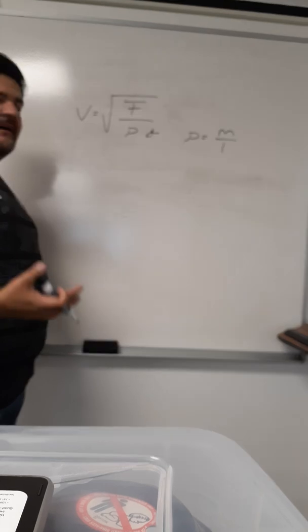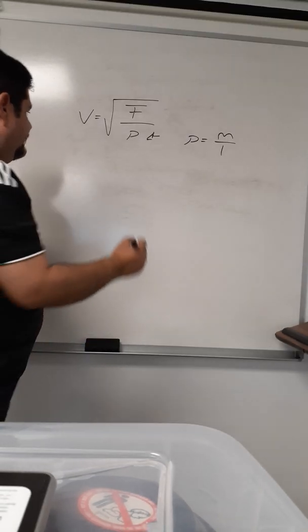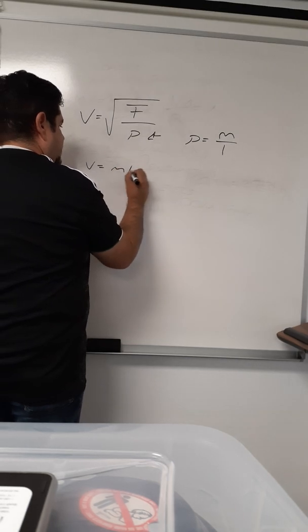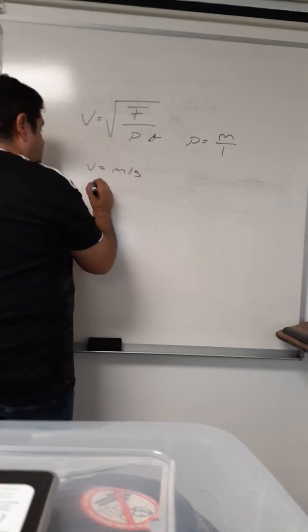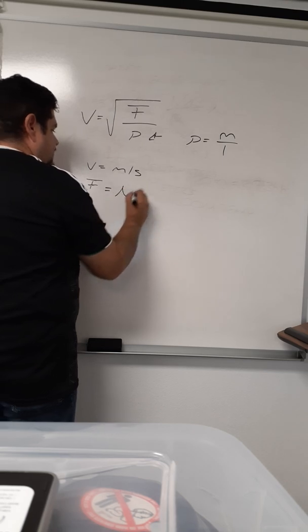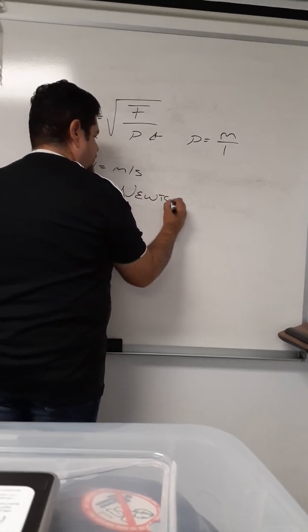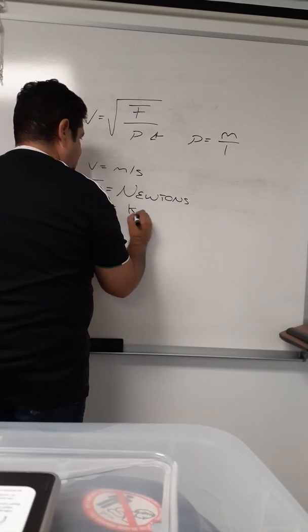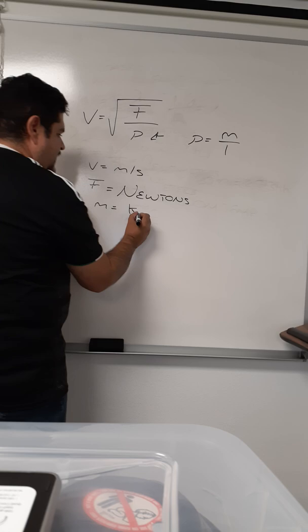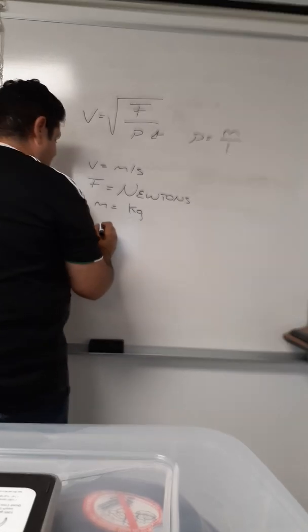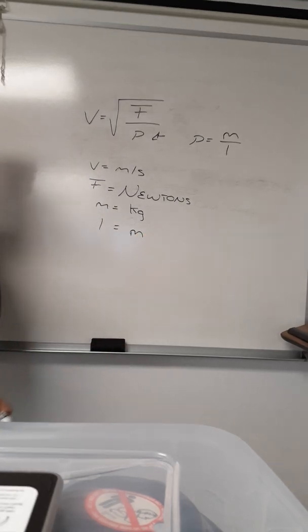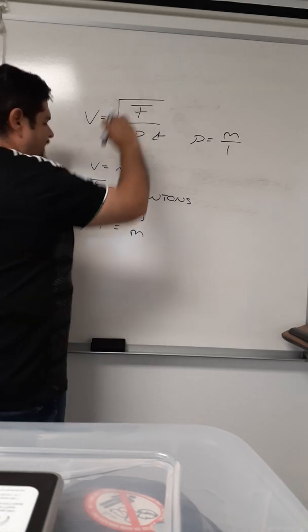Another highlight of this formula are the units you're going to be using. Velocity is always meters per second. Force is always in newtons. Mass is going to be kilograms, could be capital K or kg, and length is going to be always in meters. So this formula is very straightforward, where you just plug in the values and do the equations.